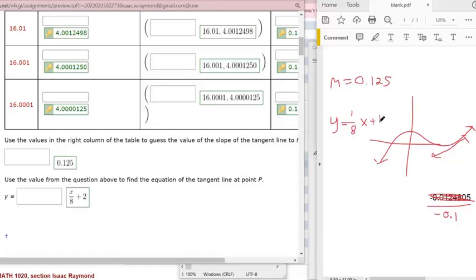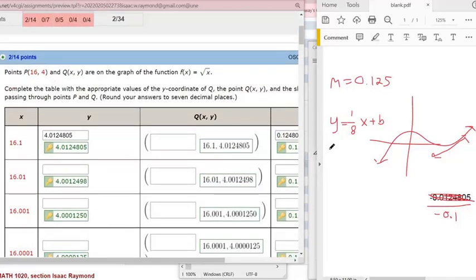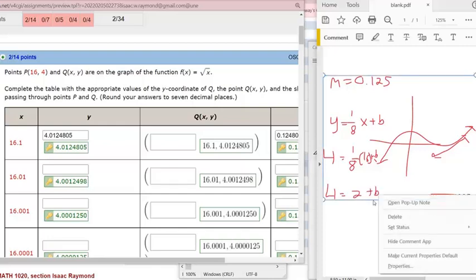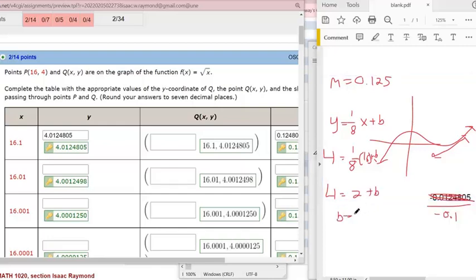We just need to know what the y-intercept is for that line. To find the y-intercept, you just do it like we did in algebra. You plug in 4 for y and 16 for x. And then if you simplify that, 1/8 times 16 makes 2. Subtract 2 from both sides, and you get b equals 2. So our full equation is y equals 1/8 x plus 2.